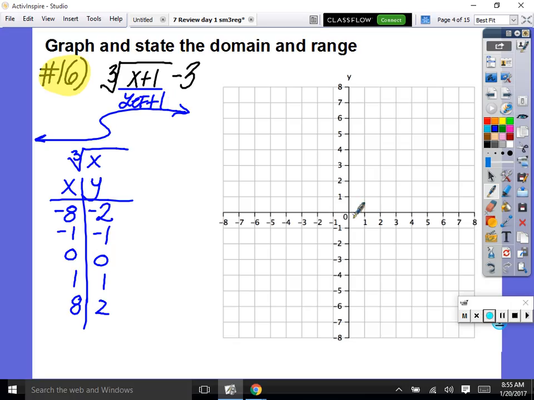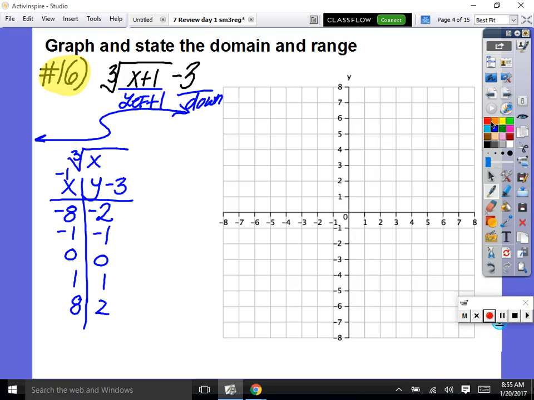Isn't that a shift on the x left 1? We've got to take all our x values and subtract 1. We'll do that. So we're going to subtract 1. I'm just going to write that by x. And then we're going down 3. Think about it, guys. That would be taking your function and shifting all your y values down 3. So we'll take it and subtract 3.